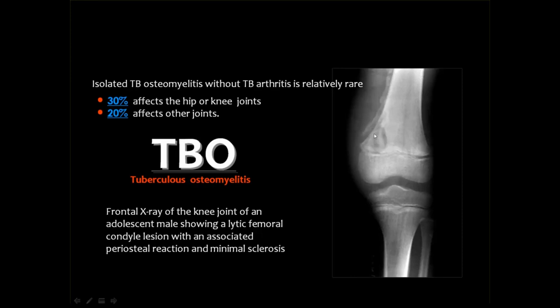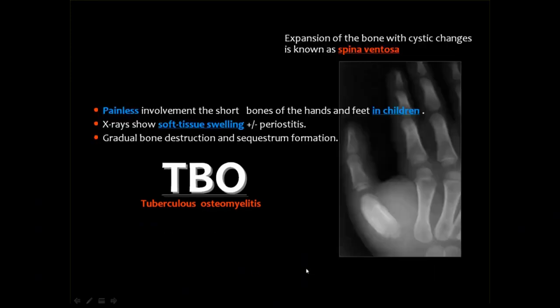It is not common for TB to produce periosteal reaction, but in this case, it is an inflammatory focus associated with a periosteal reaction. Isolated TB osteomyelitis without TB arthritis is rare, because tuberculous osteomyelitis can extend into the adjacent joints, and in 30% it affects the hip or knee, and 20% may affect other joints.